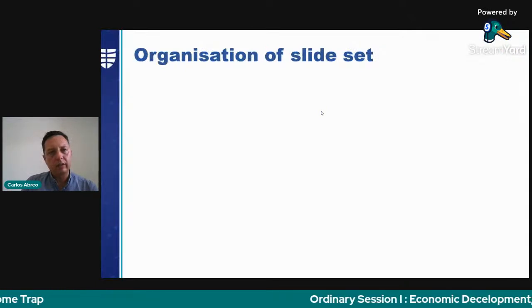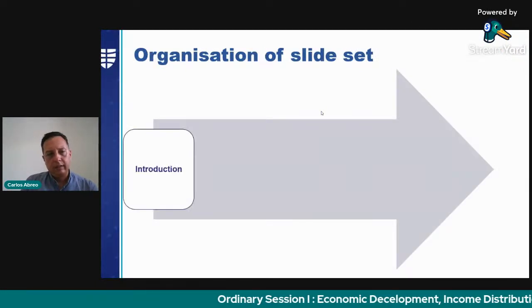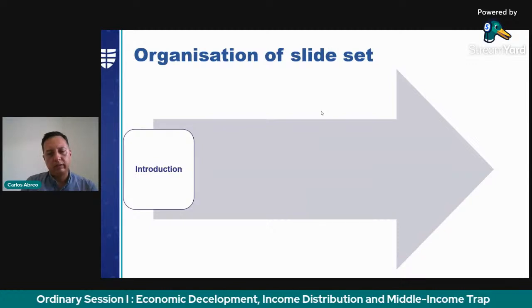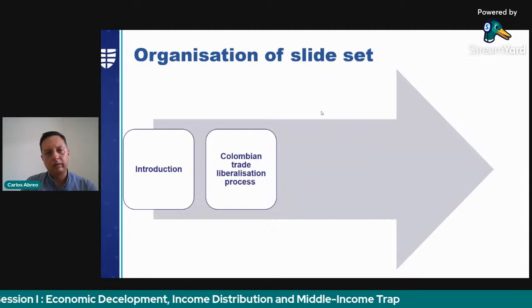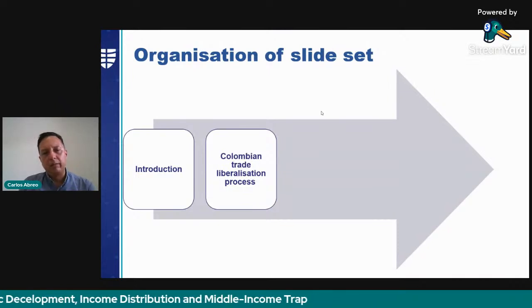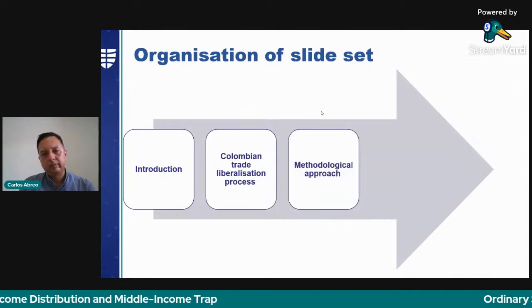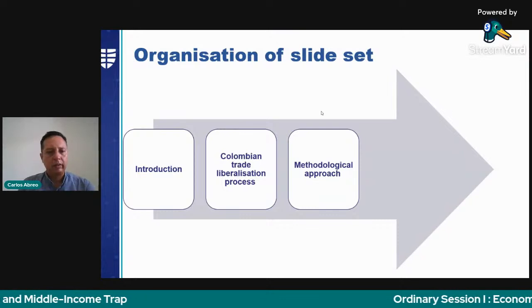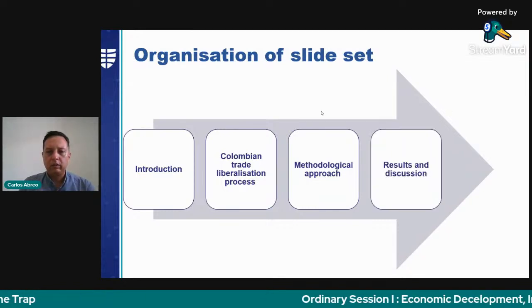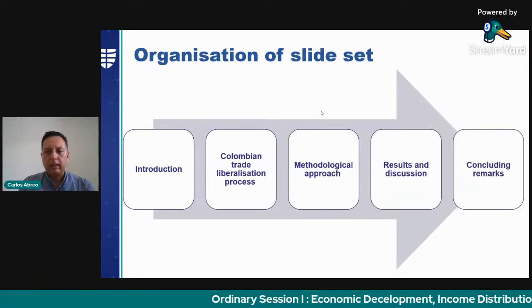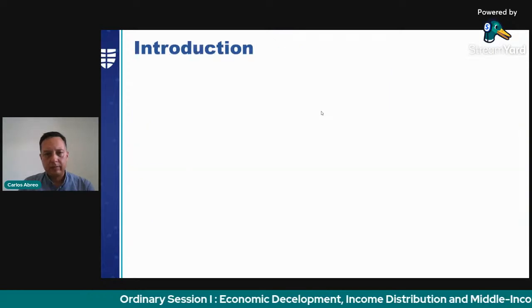First, the organization of the slides. I'm going to start with a short introduction, talking about the objectives. Then I'm going to tell you some facts about the Colombian trade liberalization process. After that, I'm going to present you the methodological approach, some results and discussions, and finally some conclusions.